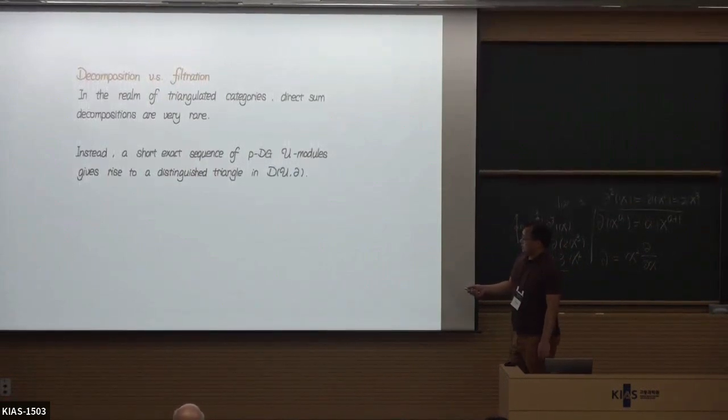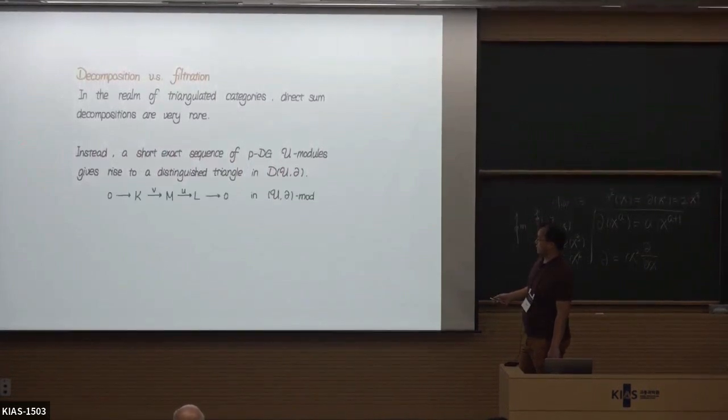So where do distinguished triangles come from in triangulated categories? In the PDG world, just as in the DG world, they come from short exact sequences of PDG modules. If you have a short exact sequence of PDG module maps, that gives you a distinguished triangle. So a short exact sequence like this, in the derived category, gives you a distinguished triangle.